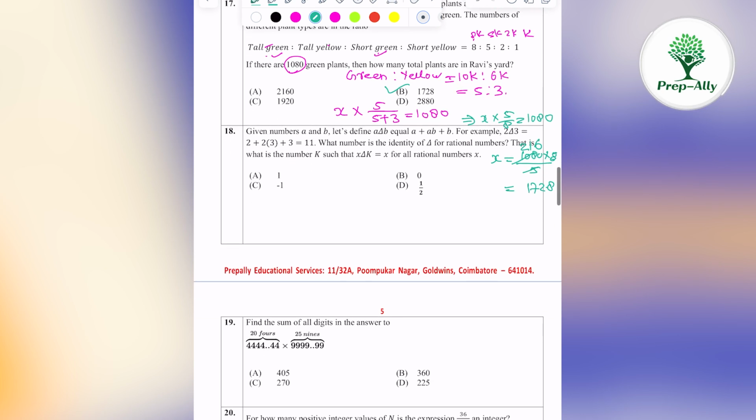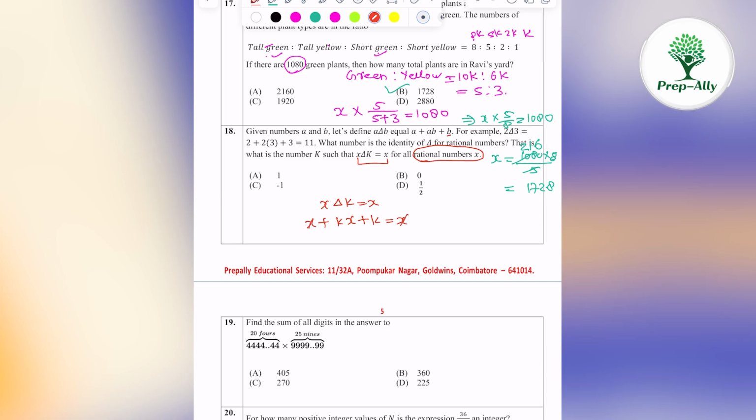Now question number 18. Given numbers a and b, it is defined that a delta b is a plus ab plus b. Then we have to find the identity element for this delta, and here we also define the meaning of identity element: x delta k is equal to x for all rational numbers x. It means it is true for all rational numbers x, not only for one value. So by using this formula we can write x plus kx plus k is equal to x.